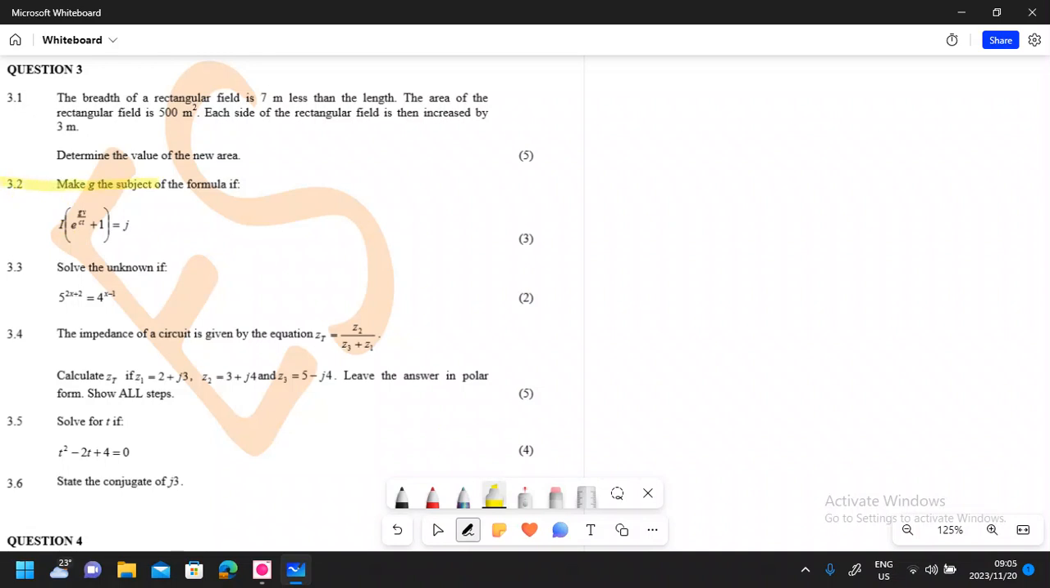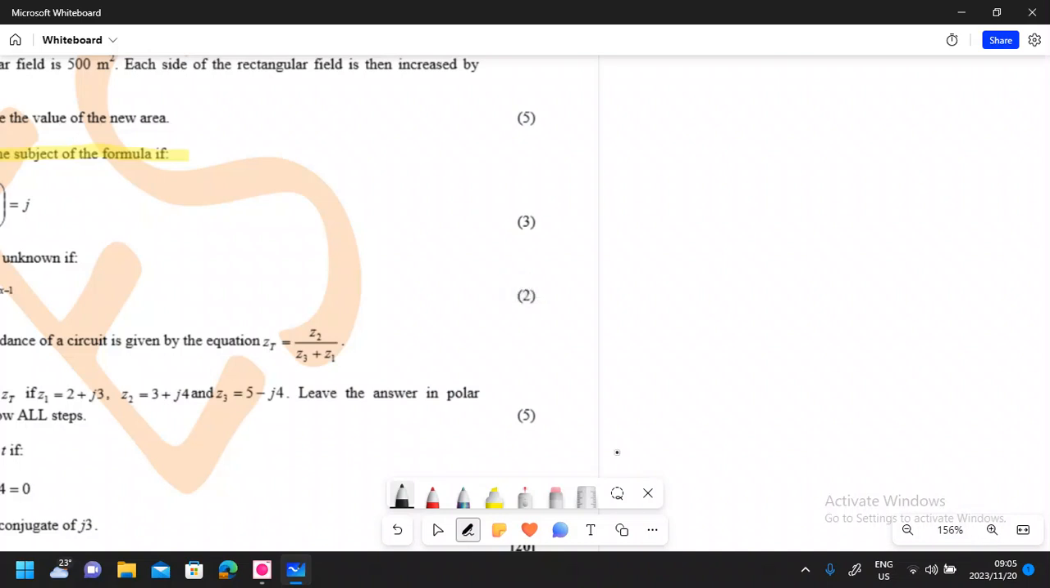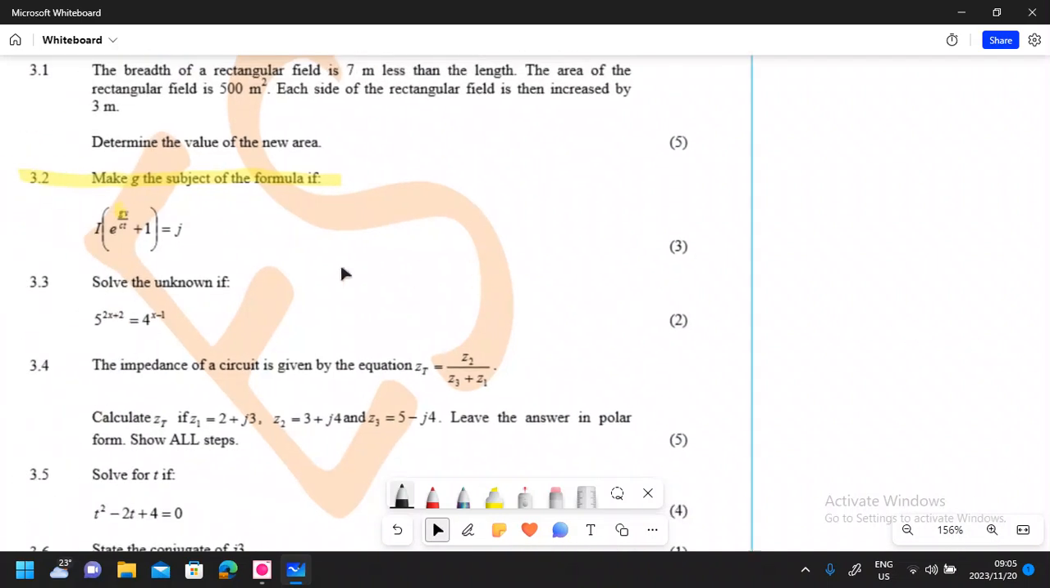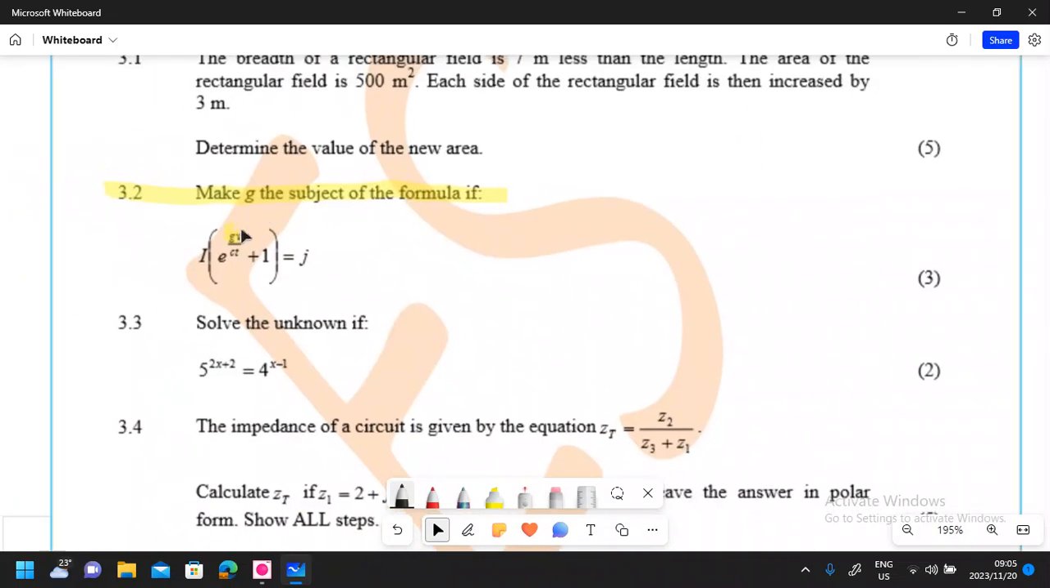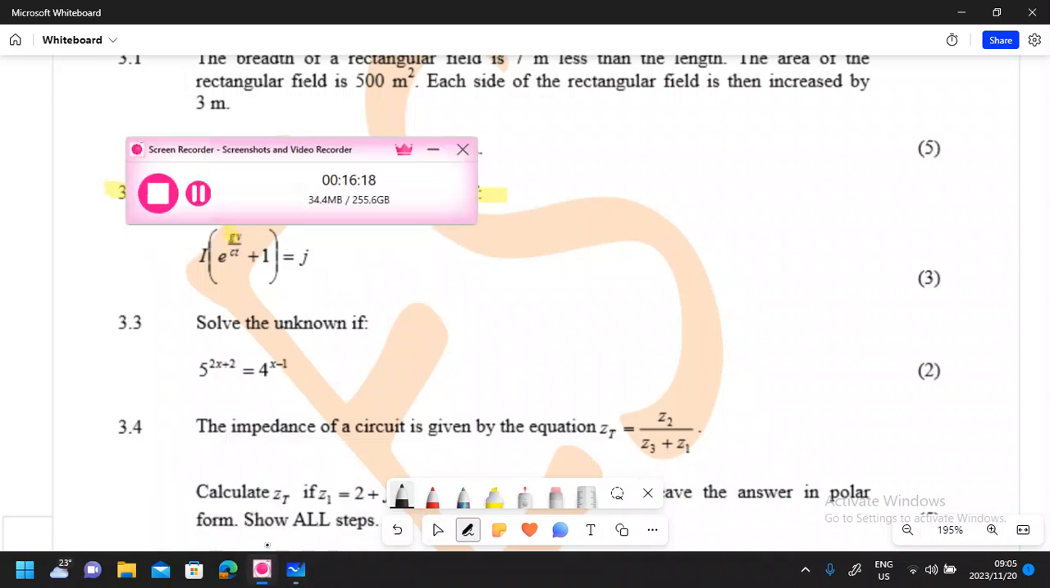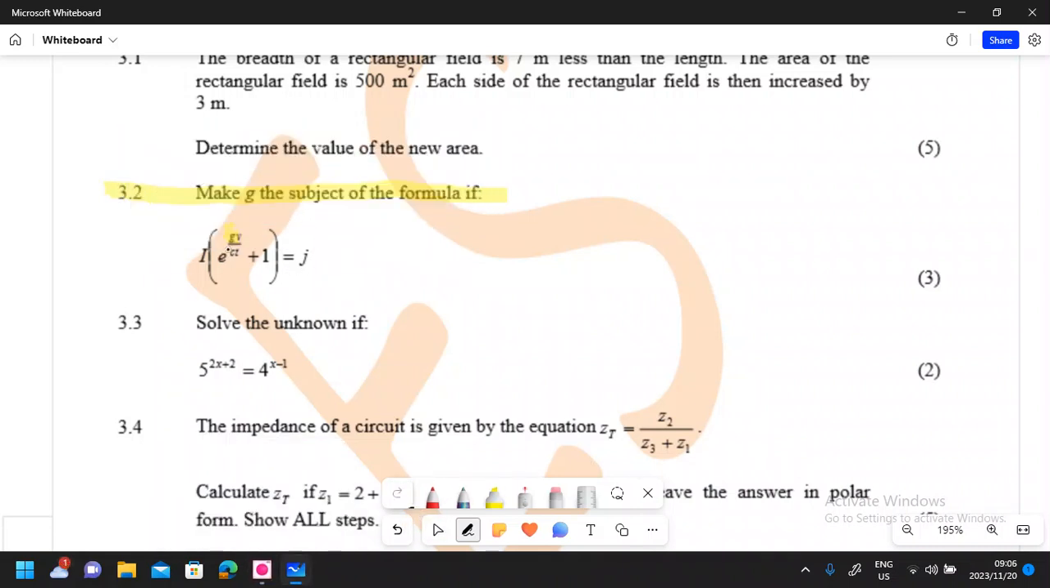This one is really not that difficult, guys. They just want you to make G the subject of the formula. As you can see, I hope you can see this, there is G here, guys. But let me try to zoom in so that you are able to see G. Let me show you G, guys. Do you see G? Let me zoom in again. If I keep on zooming in, there is G here, guys. Do you see? G is with V. So I hope you are able to zoom in and see. Right, guys, so this is G.